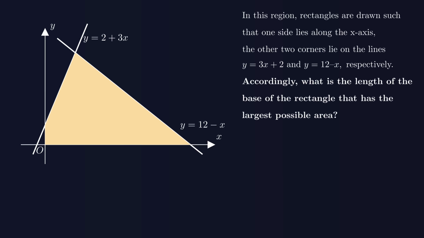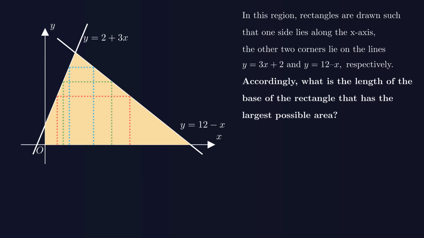We're asked, among all such rectangles, which one has the biggest area, and what is the length of its base along the x-axis? So first we need to make sure we understand what the question is really saying. One side of the rectangle lies on the x-axis, and the top two corners lie on the two lines. For example, it could look like this, or even like this. All of these fit what the question is describing.